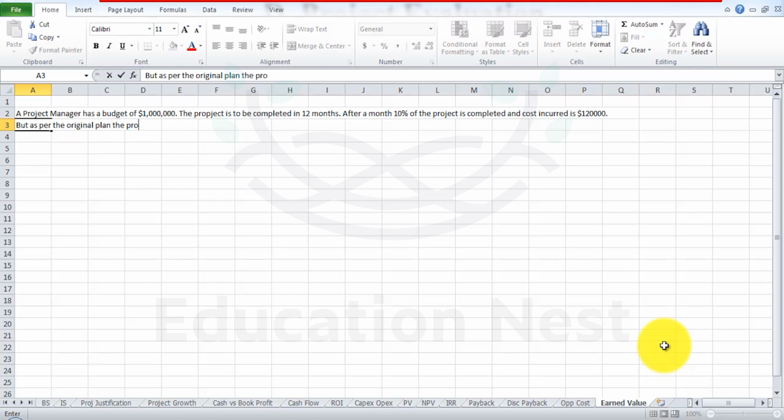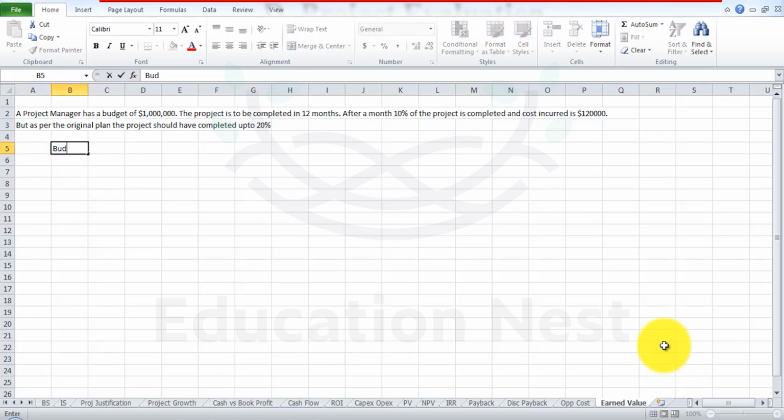But as per plan, the project should have been completed up to 20%. So over here we are saying that as per the original plan, the project should have been completed up to 20%, but the actual status states that it's completed only till 10%. Now we're going to need a few important computations over here to determine the variances.